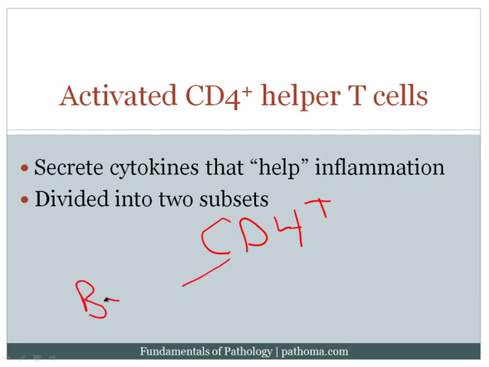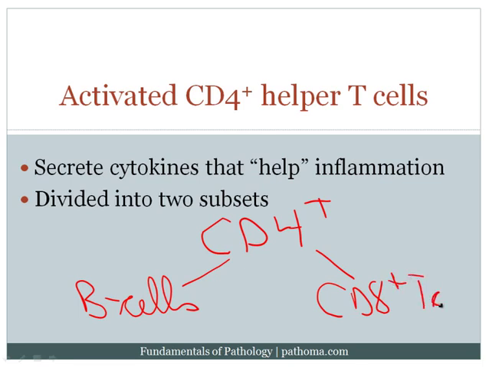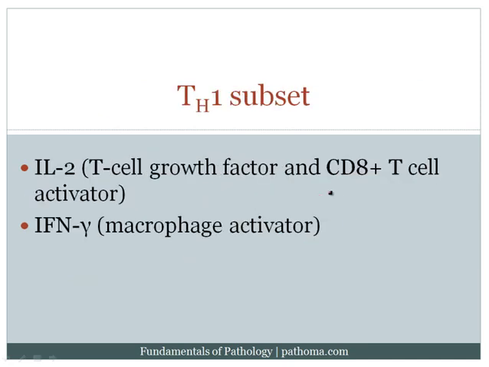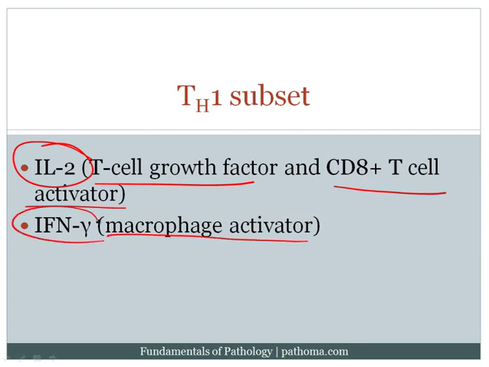It can help B cells, or it can help CD8 positive T cells. These are the two types of inflammatory responses that helper T cells help. And so helper T cells are divided into two subsets. The first is the Th1 subset, which helps the CD8 positive T cells. It helps them by generating IL-2, which is a T cell growth factor and a CD8 positive T cell activator, and it also helps by activating macrophages via interferon gamma.